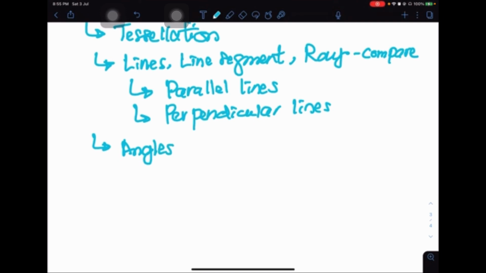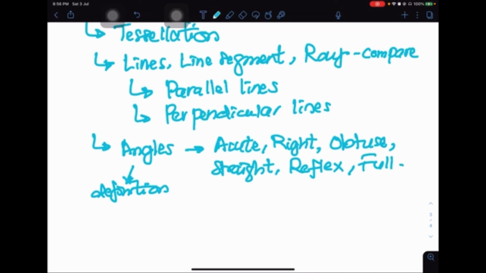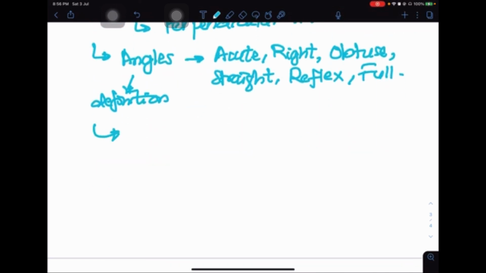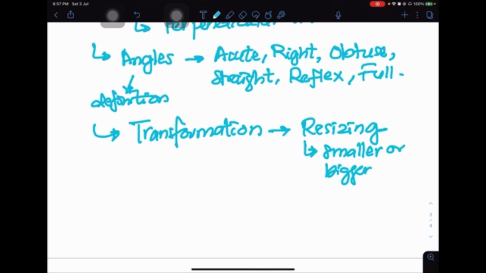After that, we went into looking at angles. For angles, we have acute angles, right angles, obtuse angles, straight angles, reflex angles, as well as full rotation angles. For angle, you need to define it, which means the turn of something.